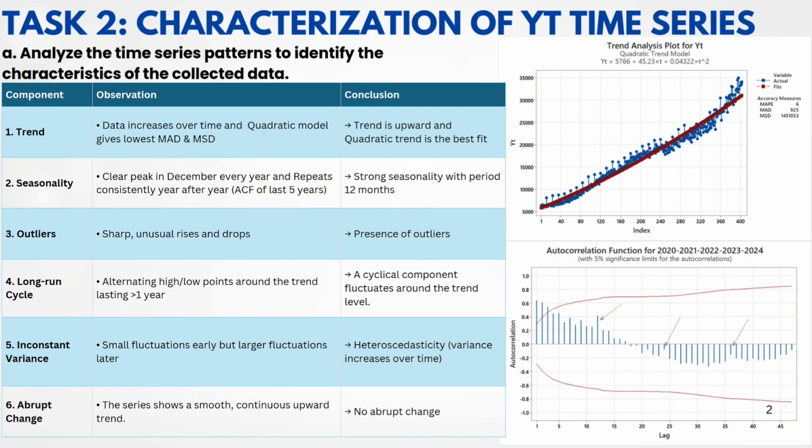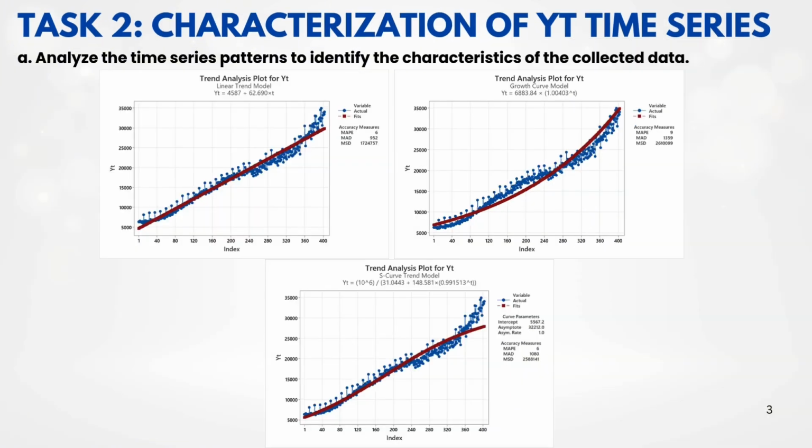And then we find that there are many outliers, especially at the end of the time series. About the long-run cycle, we see that the cycle component fluctuates up and down around the trend level. The time series has inconstant variance. It has small fluctuation early but larger fluctuation later, and there is no irregular eruption in the data. Here is a third-order trend model.